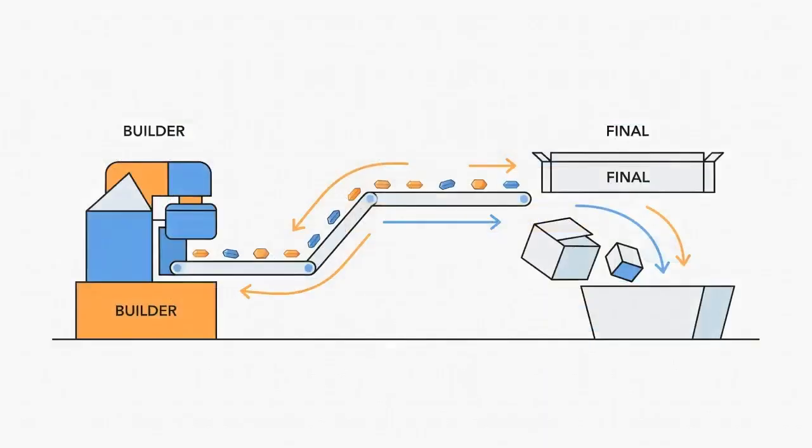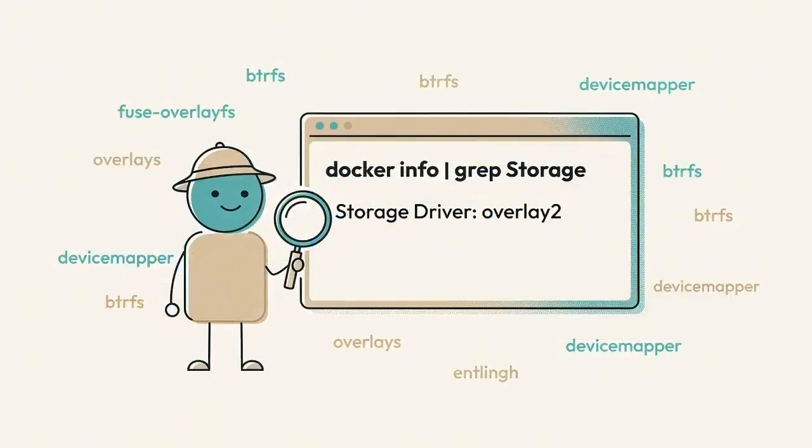Second mitigation: use multi-stage builds. Your heavyweight toolchain compiles in a builder stage, then only the slim runtime artifacts get copied into the final image, so even on a cold cache, what you have to rebuild stays small. Third mitigation: know your driver before you trust the cache. Run docker info | grep storage to confirm you're on overlay2, fuse-overlayfs, or whatever backend your host uses. A mismatched expectation is the root of half these cache mysteries.